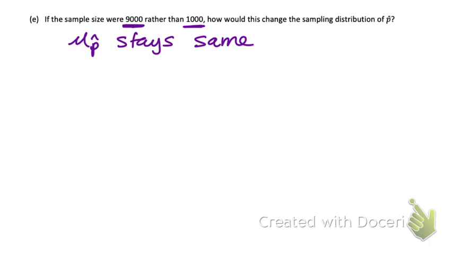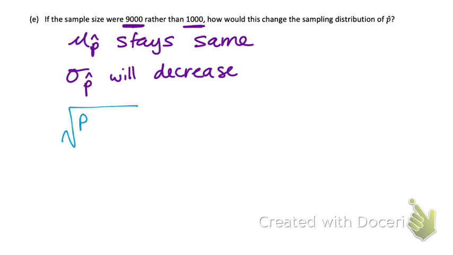It should be the same as the mean of the population every time. But what's going to happen to the standard deviation of that distribution? It's going to decrease significantly. The standard deviation of p-hat will decrease. Now, here's the fun part. We can actually tell by how much without having to plug it in.